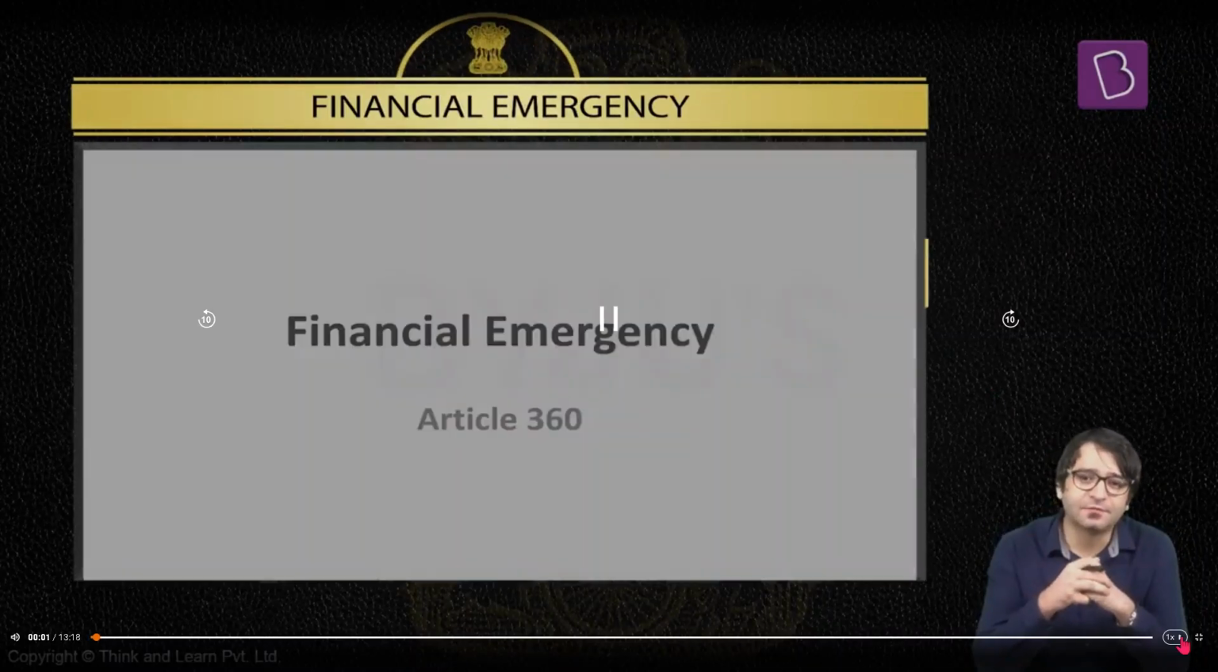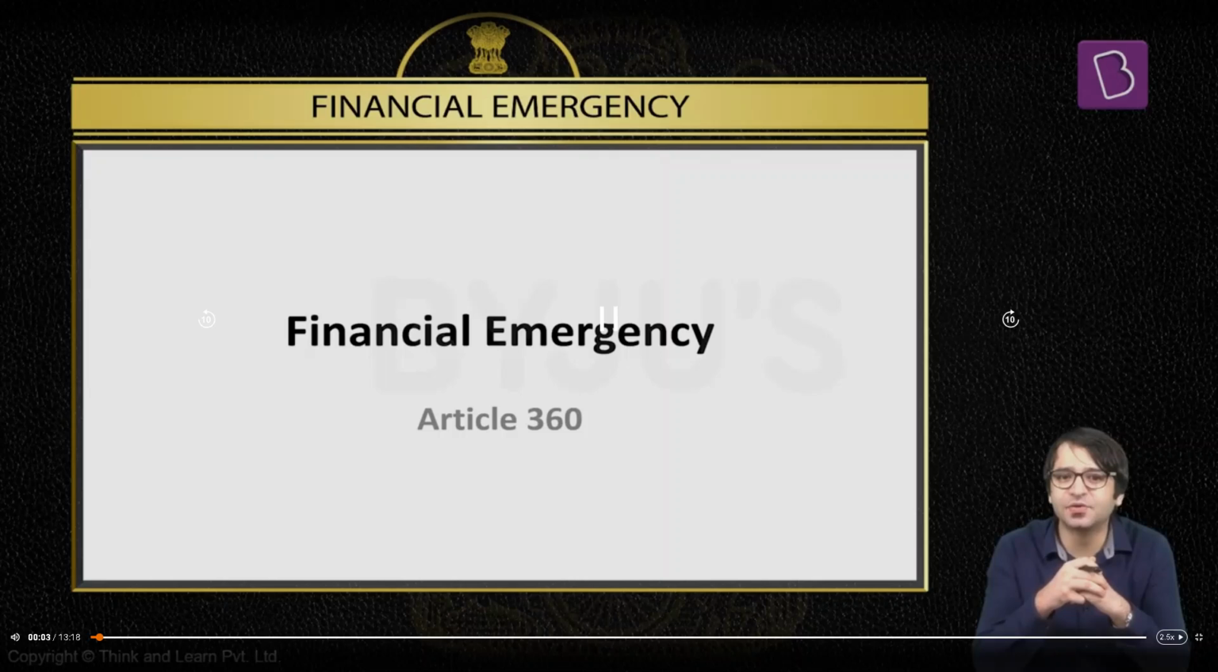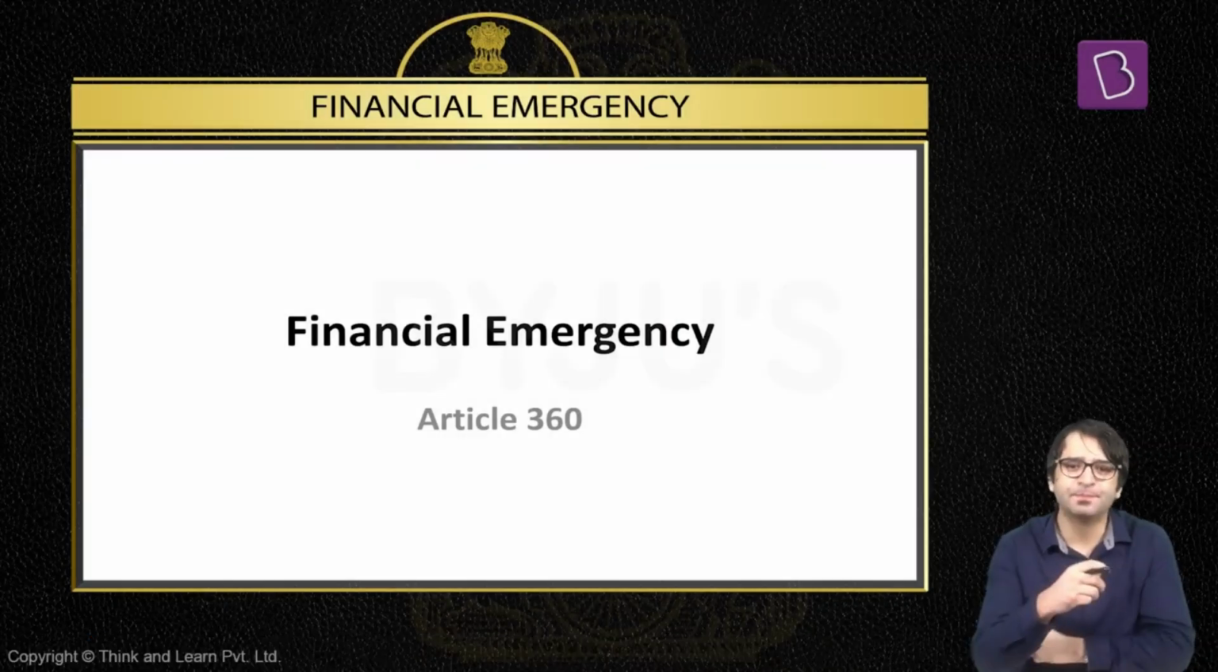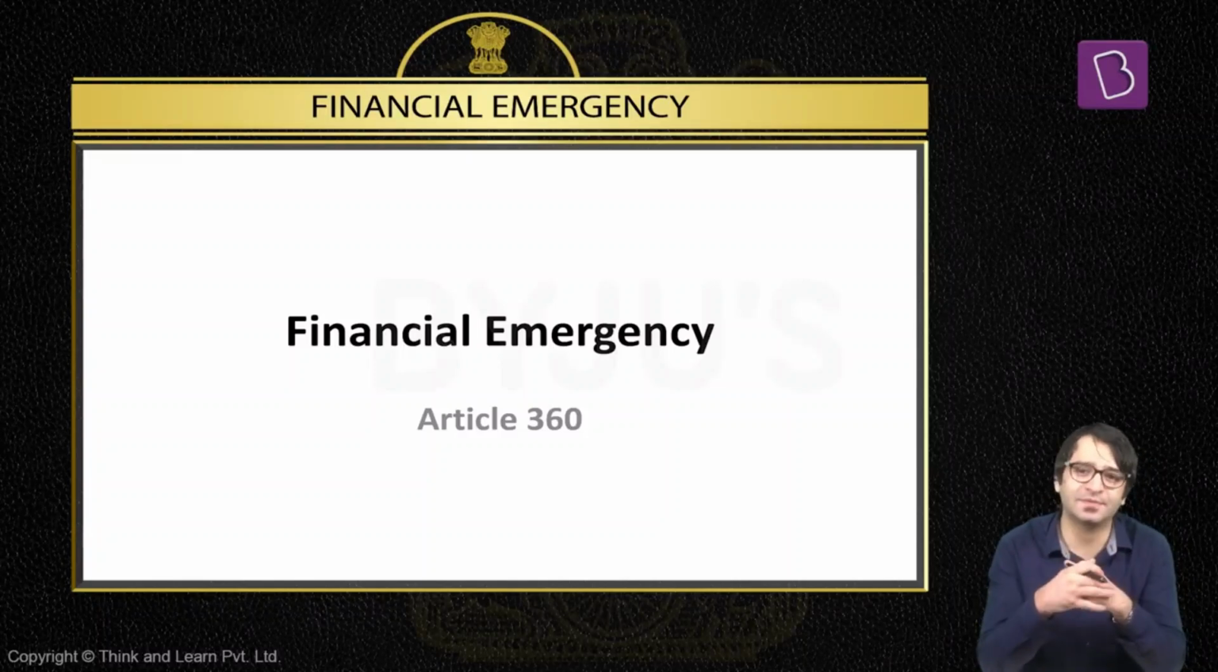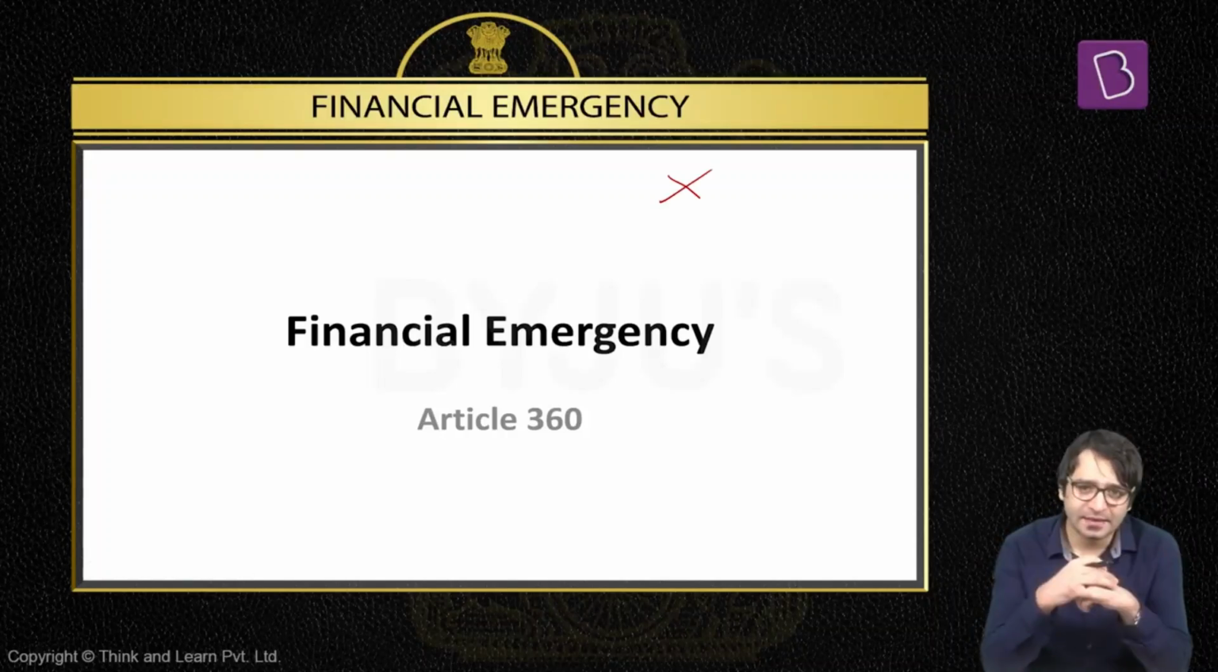Now let us discuss financial emergency under Article 360 of the Constitution. Please understand this thing. National emergency under Article 352 has been proclaimed three times: first in 1962, then in 1971, and then in 1975. President's rule under Article 356 has been proclaimed a number of times, more than 110 times in India. But financial emergency under Article 360 of the Constitution has never been proclaimed in India, and we can only hope that it is never proclaimed in India.